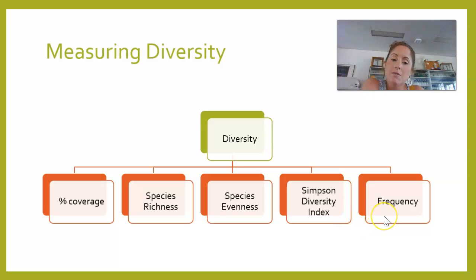And then lastly, we can calculate percent frequency. So how often do we see the species when we sample? So if you had 10 measurements and we found them in 6 out of the 10 sites, then we would say 60% would be the percent frequency.